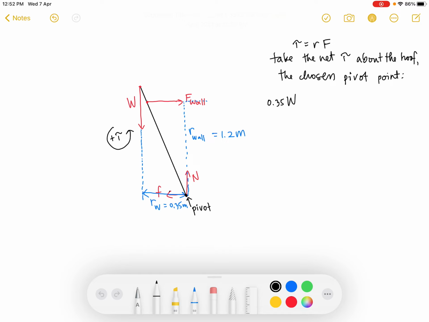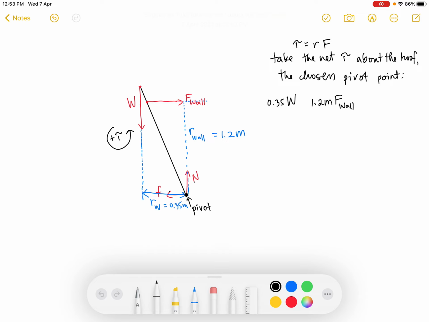Now for the frictional force and the normal force, the torque will be equal to 0 because the lever arms are 0, and that's because we put the pivot point where the friction and the normal forces are. So we don't have to bother ourselves with the frictional force and the normal force. We now look at the force from the wall. The torque because of the force from the wall will be equal to the lever arm, which is 1.2 meters, multiplied by the force provided by the wall, F wall.